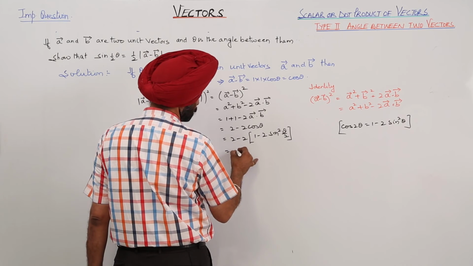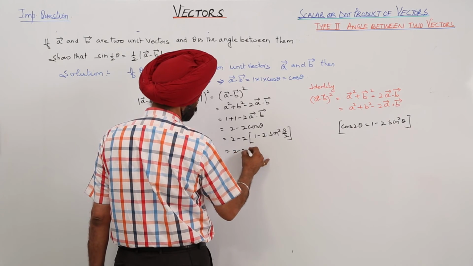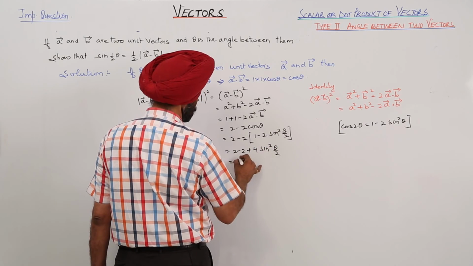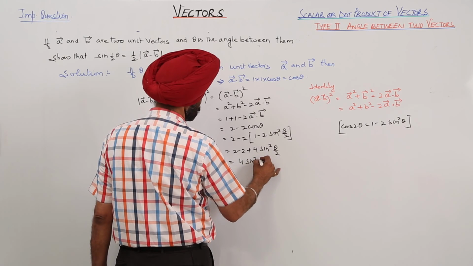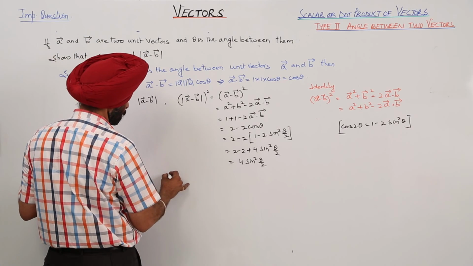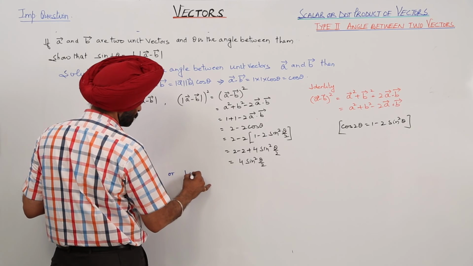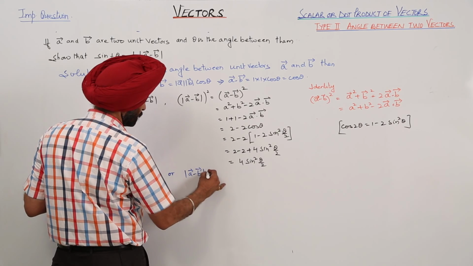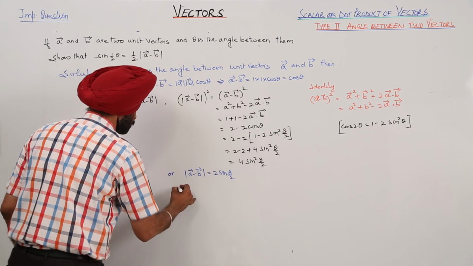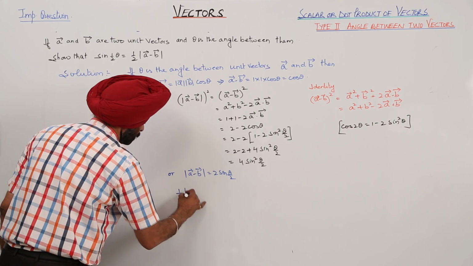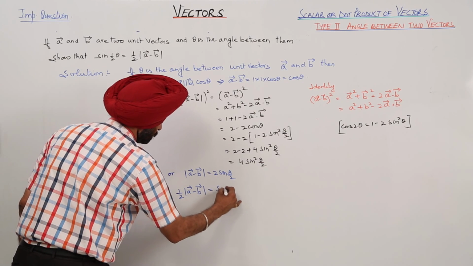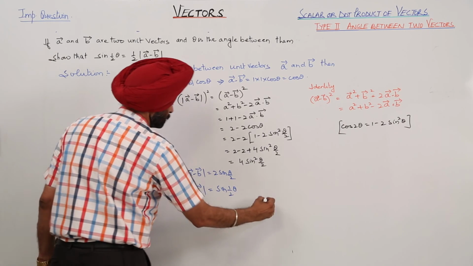Now this becomes 4 sin square theta by 2, or the magnitude of vector A minus vector B is equal to 2 sin theta by 2. So 1 upon 2 times that is equal to sin half theta. Proved.